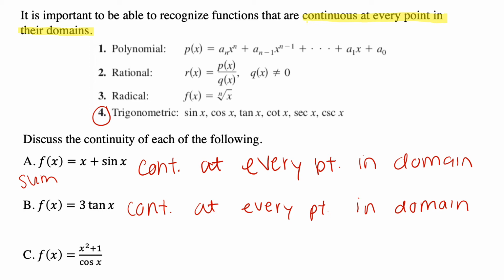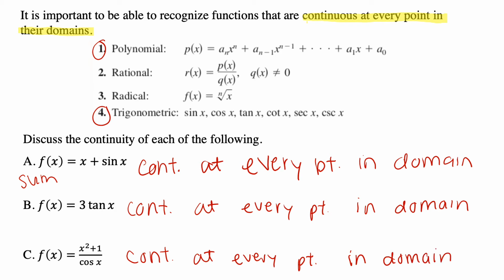And finally, for part C, we have f of x equals x squared plus 1, which is a polynomial function, over cosine of x. So here we have a quotient of 2 functions that we know both are continuous at every point in their domain. So the last slide allows us to say that this whole function f of x will be continuous at every point in its domain.